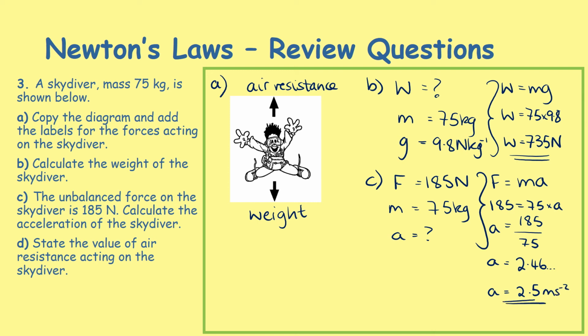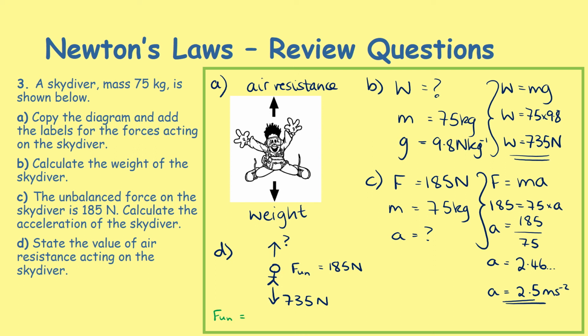Now I've just got one part of the question left. D. State the value of air resistance acting on the skydiver. Let's draw ourselves a little picture to help out with this. So again, we've got our skydiver. We've got their weight acting downwards, which we calculated to be 735 newtons. We don't know what the air resistance is. We can put a little question mark there. And we have our overall unbalanced force of 185 newtons. What we have to do now is think back to our equation.